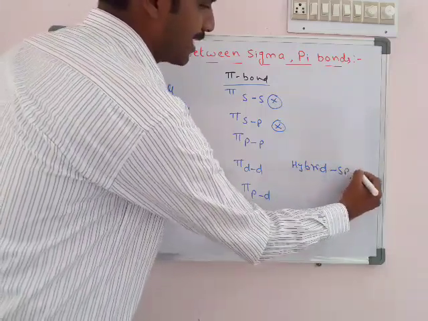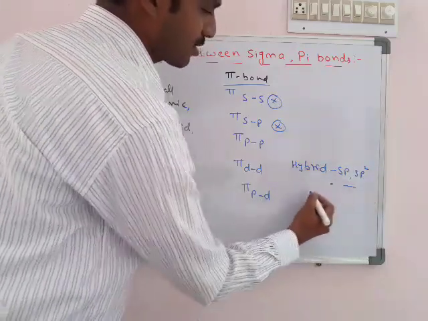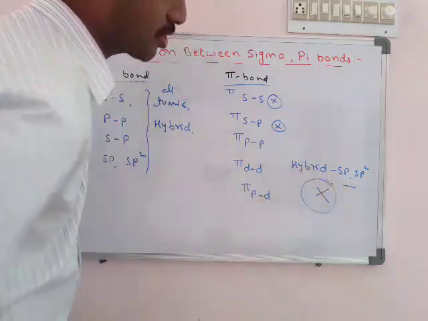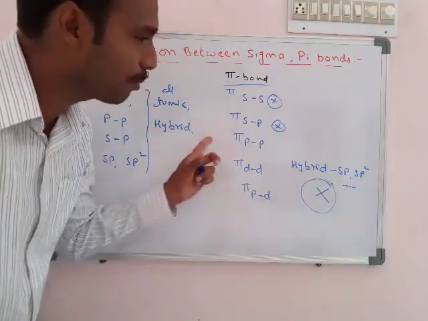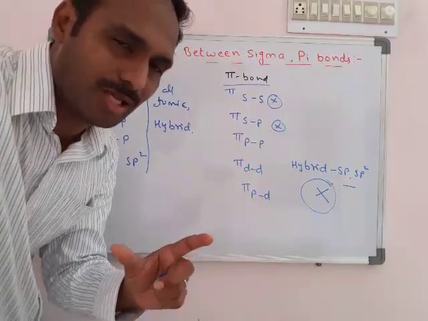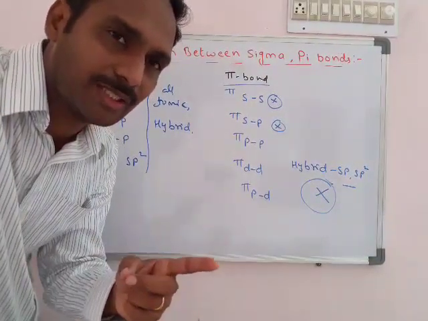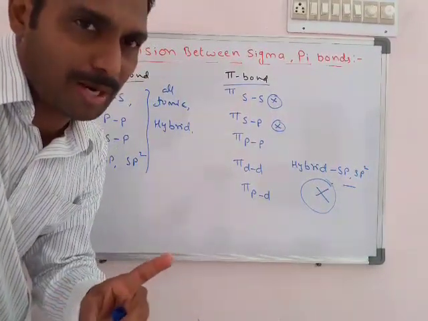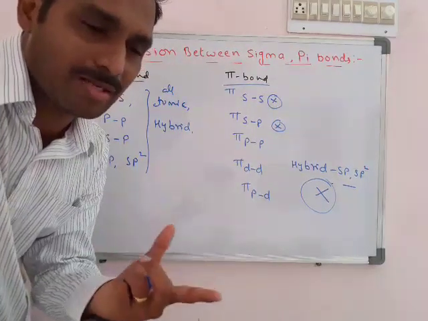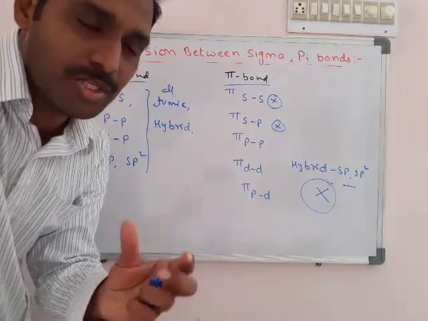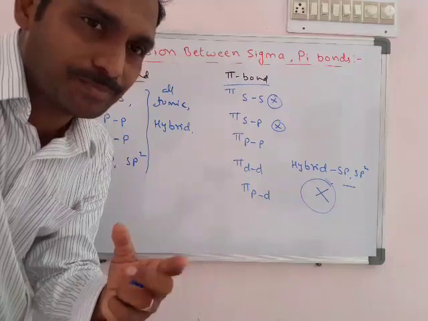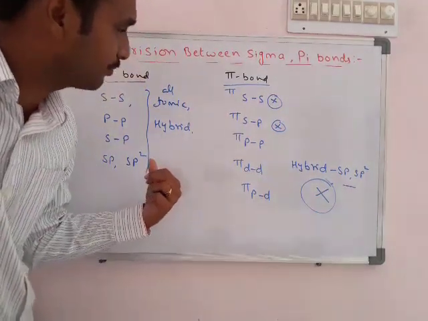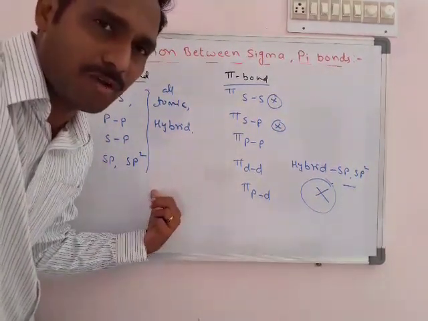But for hybrid orbitals like SP and SP2, there are some hybrid orbitals, and hybrid orbitals do not get involved in pi bond formation. They always prefer only sigma bonds. They do not form pi bonds at all. Actually, there is no possibility. It is due to their shapes that sigma bonds are formed by all orbitals.